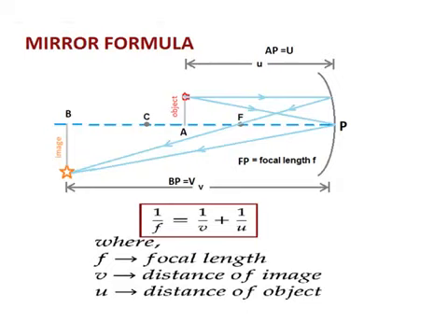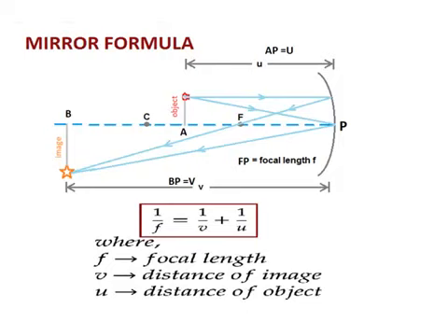And you know about the focal length, which we have seen. Focal length is the distance between focus and the pole of the mirror, and we keep it by the letter f. So the three letters u, v and f are very important here. u is the object distance, v is the image distance, and f is the focal length. So these three distances you must bear in mind.